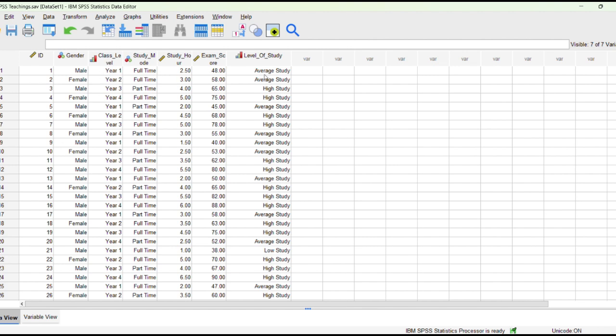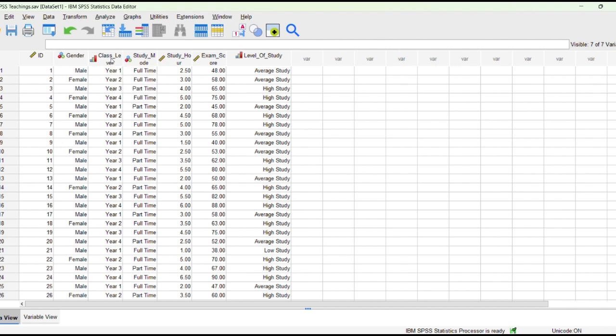Whether those people in year 1 study for little hours, and those in year 2 study on average hours. So since class level is ordinal and level of study is also ordinal, you can run a Spearman correlation for these two variables.